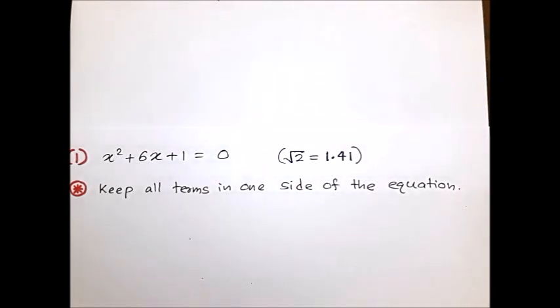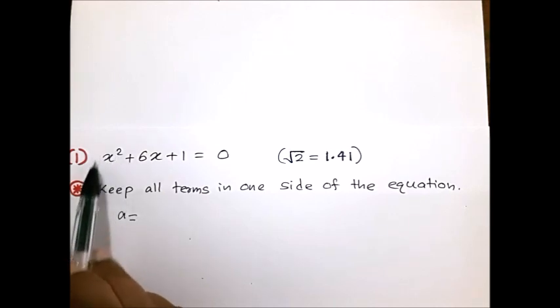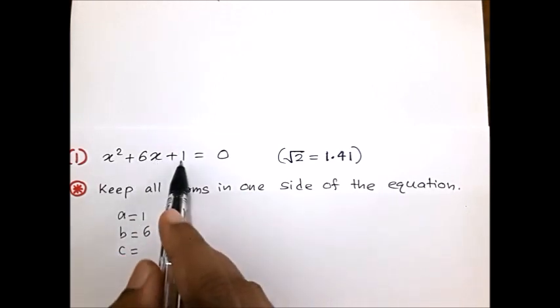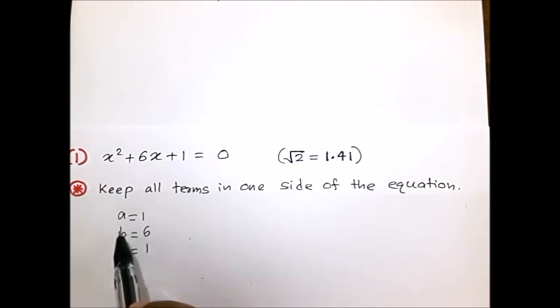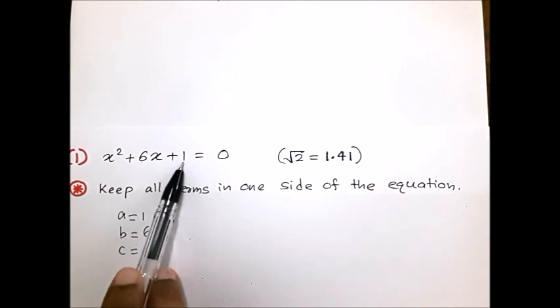Let's solve this quadratic equation using the formula. Keep all terms on one side of the equation. When you are using the quadratic formula, first you have to keep all terms on one side, left side or right side. Then identify a, b and c. Here a is the coefficient of x squared. It is 1. b is the coefficient of x. It is 6. c is the constant term. It is 1. First write these three values a, b, c. a is 1, b is 6 and c is 1.